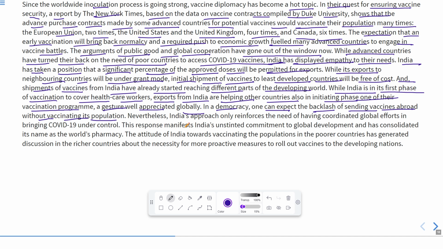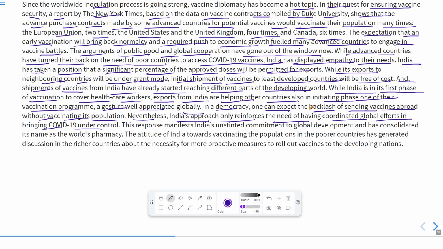So this was criticized, but in India only. Whereas this exporting of vaccine was praised globally, but it was not appreciated in India. Nevertheless, India's approach only reinforces the need of having coordinated global efforts in bringing COVID-19 under control.